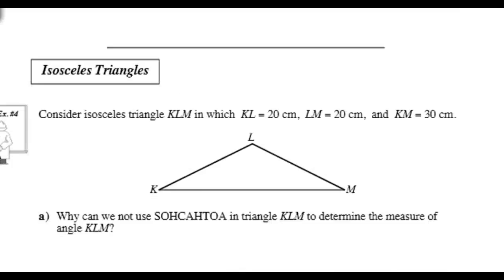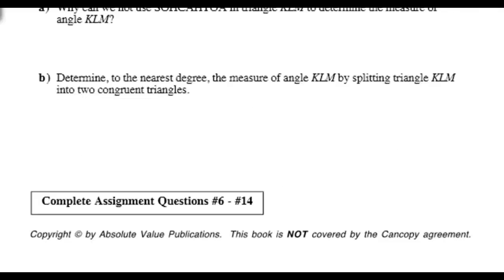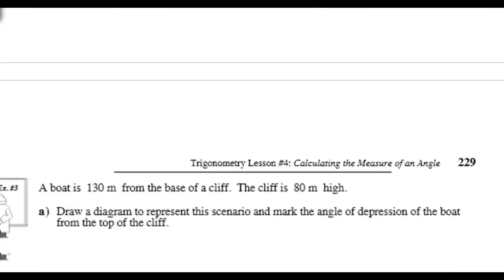Let me see how many more questions I have. So this one's pretty quick, this lesson. I'll try and do another question quickly here. A boat is 130 meters from the base of a cliff. The cliff is 80 meters high. Draw a diagram to represent this scenario and mark the angle of depression of the boat from the top of the cliff.